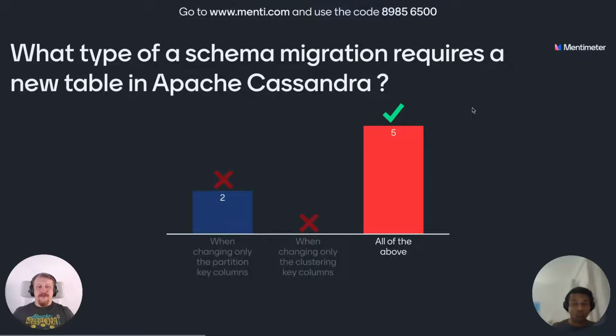Schema migration requires a new table in Apache Cassandra when changing both partition and clustering key columns, or any of them. So the first and second answers are wrong. Both clustering and partition may require a new table.